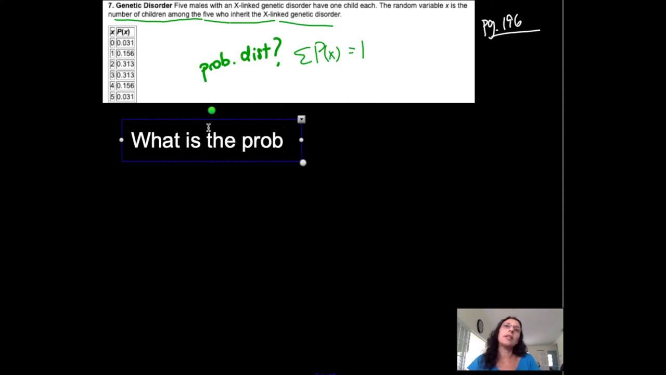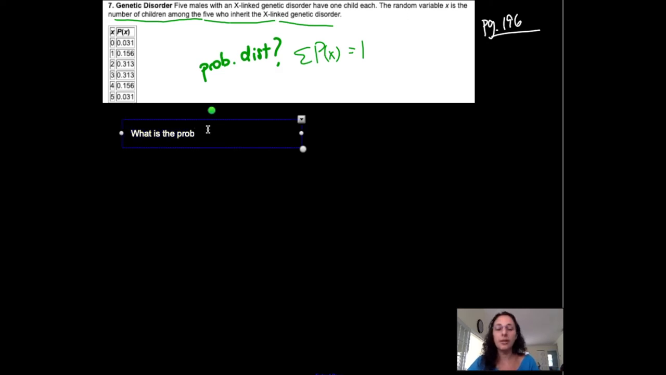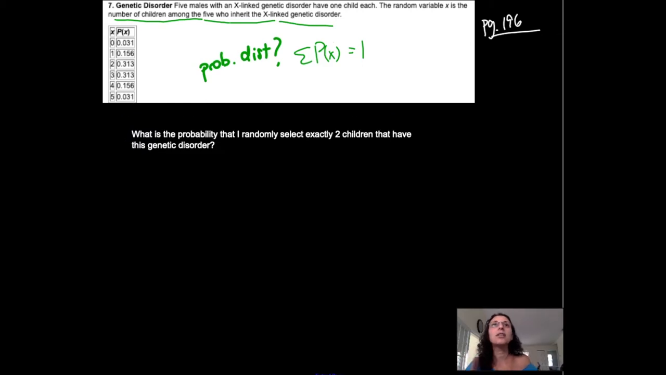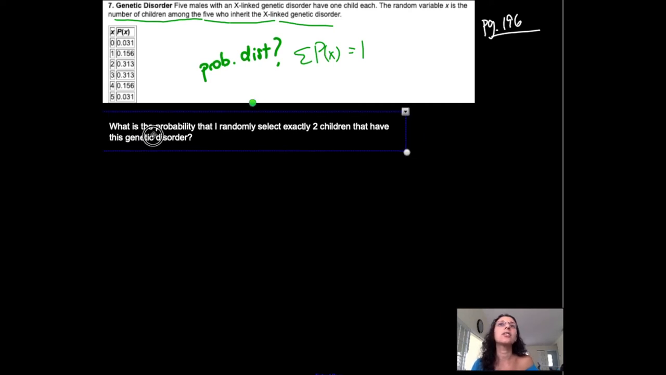What is the probability that I randomly select from this group of five exactly two children that have this genetic disorder? What is the probability that I randomly select exactly two of the children out of the five that have this genetic disorder?